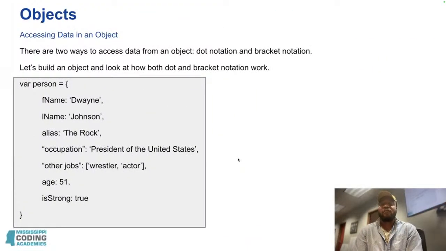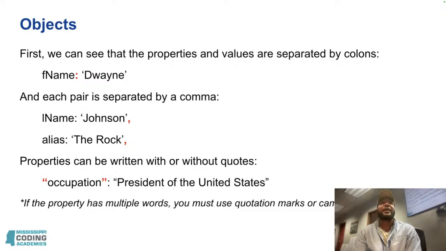All right. So we want to see how to access data, because we can obviously console the object and print it out, and we can see the entire object. But what if we want to get just data from the object? How do we do that?